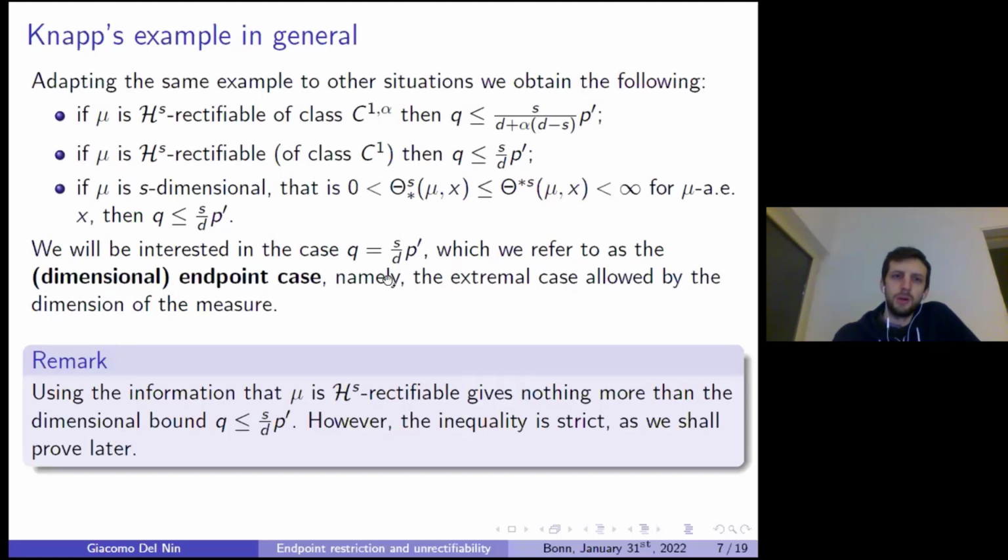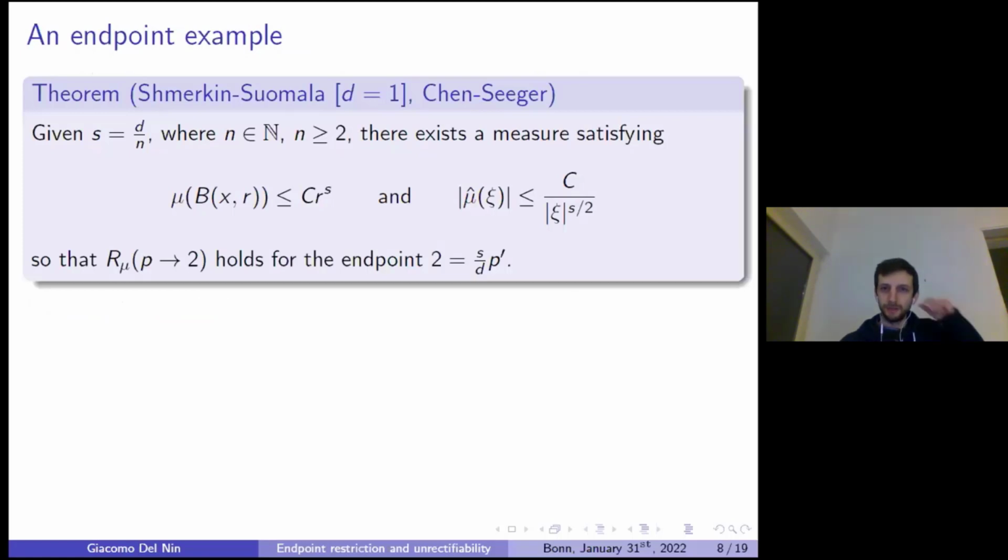So look at the endpoint case where the exponents are these ones, so Q equals S over D P prime, and try to understand something about the geometry of the measure which satisfies such an extremal restriction. So let me first mention one positive theorem.